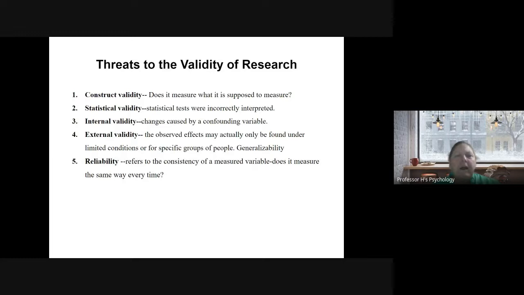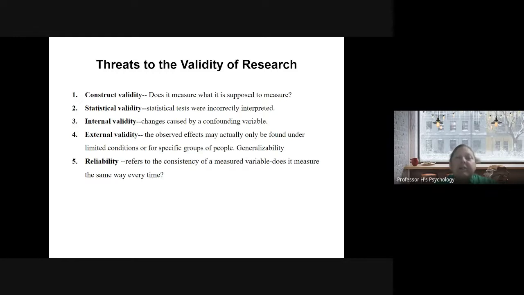All right, this is our last slide, and we'll cover this real quick. Threats to validity of the research. There are all sorts of things. If you're not very careful when you design your study, there are threats to the validity of the research. First is called construct validity, and that is, does it measure what it's supposed to measure? Are we actually measuring aggression in this study? Are we measuring the correct thing? Is our tool correct that we're using?